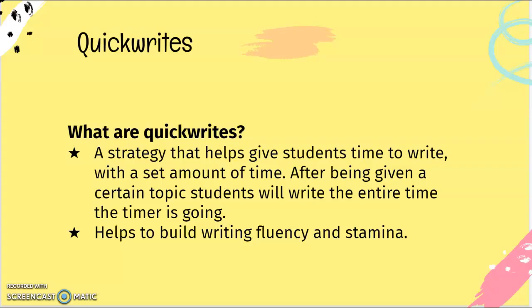The Quickwrites strategy is a strategy that helps to give students a certain amount of time to write. While you're doing the strategy, the students will have just a certain amount of time, so the teacher will want to set some kind of a timer as a way to keep track of that time that they've been writing. Students will be given a particular topic or maybe a focus to write about, and they're trying to write the entire time the timer is going. The purpose is to help build writing fluency and also help build the student's stamina with their writing.